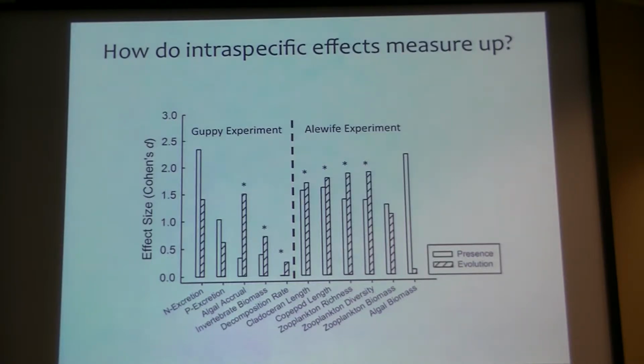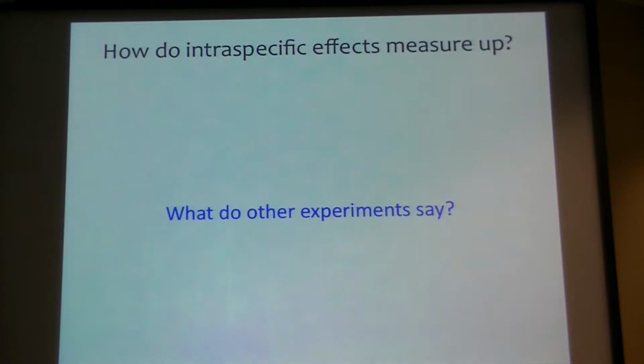Okay? So this started to now make me think whether these are peculiar study systems or whether these are general features of systems that had essentially been overlooked, right? Because differences between guppy populations are not really that obvious, right? Or differences between alewife populations are not all that obvious. They look like alewives in a lake, they look like guppies in a stream, but they seem to be functioning quite differently. So what do other experiments say?